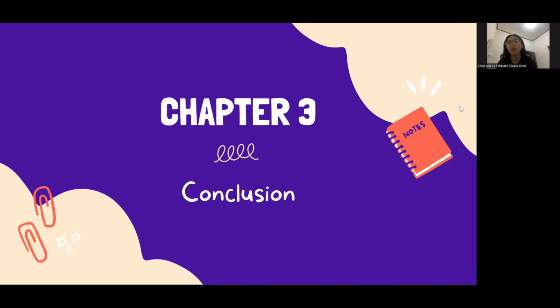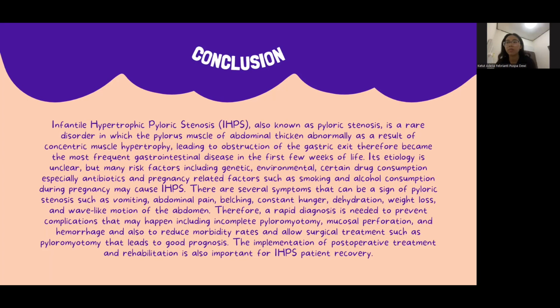I will continue the presentation with the last chapter, which is the conclusion. Infantile hypertrophic pyloric stenosis, or IHPS, also known as pyloric stenosis, is a rare disorder in which the pyloric muscle of the abdomen thickens abnormally as a result of concentric muscle hypertrophy, leading to obstruction of the gastric exit. Therefore, it became the most frequent gastrointestinal disease in the first few weeks of life.